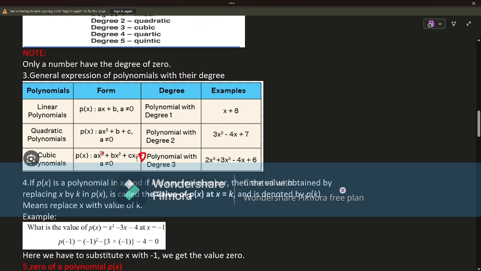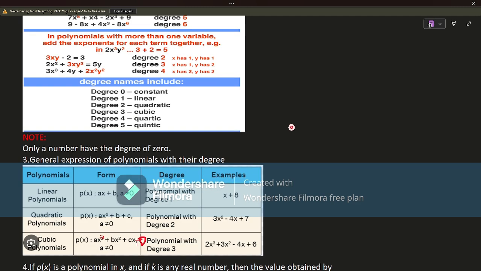General expression of polynomial with their degree. For example, see here the polynomial. P of x equals ax plus b is the general expression of the linear polynomial. Any polynomial with degree 1 is called a linear polynomial. Any polynomial with degree 2 is a quadratic polynomial. Any polynomial with degree 3 is a cubic polynomial. Degree 4 is a quartic polynomial. Degree 5 is a quintic polynomial.